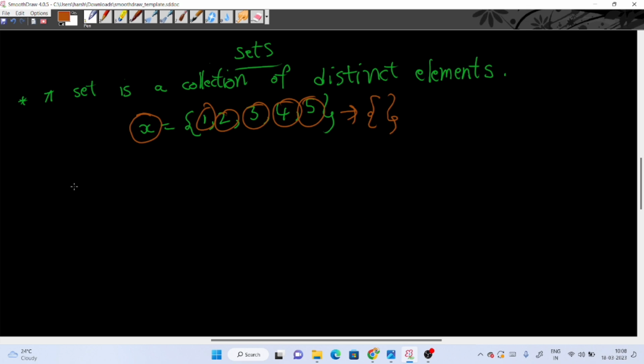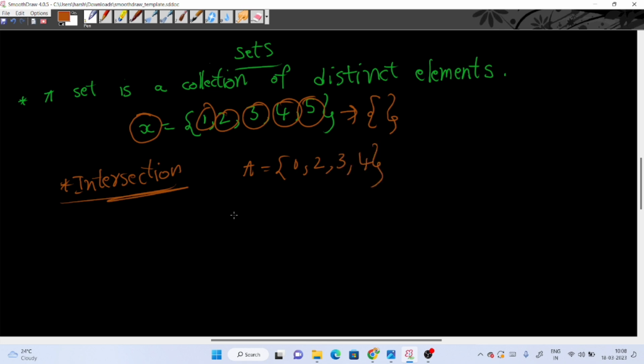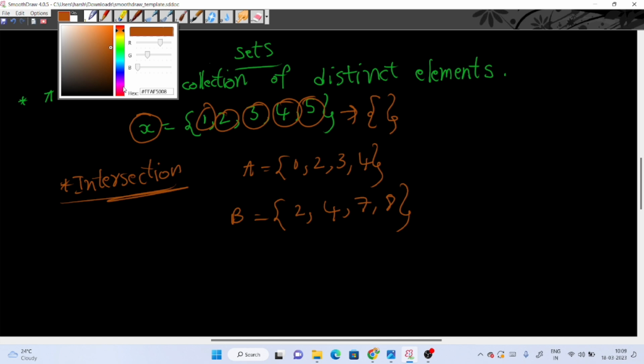So in sets we have a few main topics. Let us discuss them now. First of all, let us discuss intersection. For example, consider that we have two sets, A equal to {1, 2, 3, 4}, and maybe B equal to {2, 4, 7, 8}.